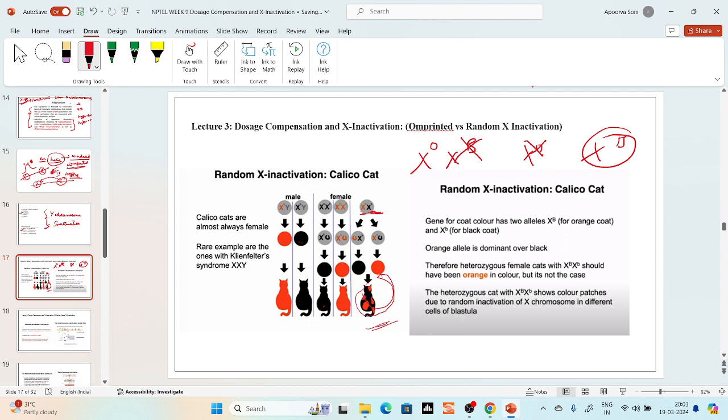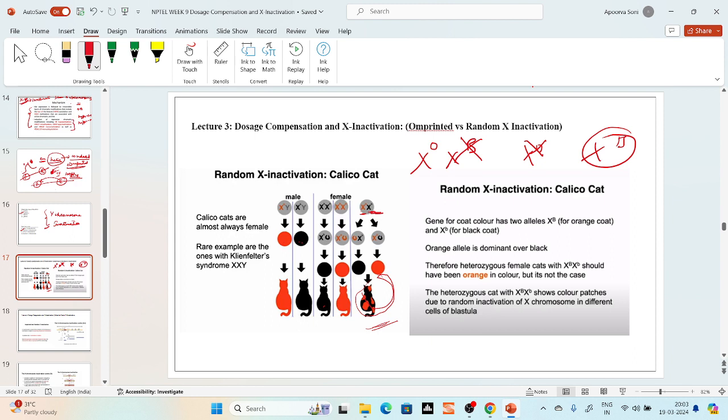So this is what is said over here: the gene for coat color has two alleles, X capital B for orange coat and X small b for black coat. Now orange is dominant over black, therefore heterozygous females are X B X b. In normal condition, if there is no inactivation, then the color of the cat should be orange. But because here inactivation takes place, and that too random inactivation.